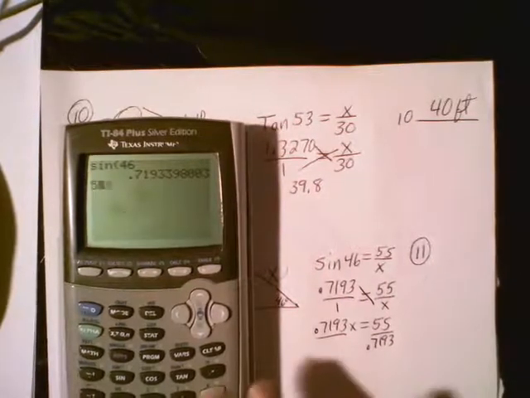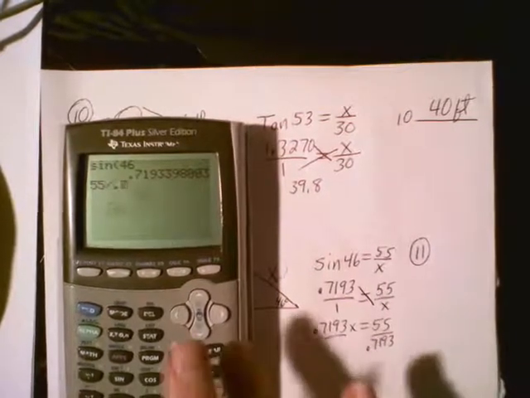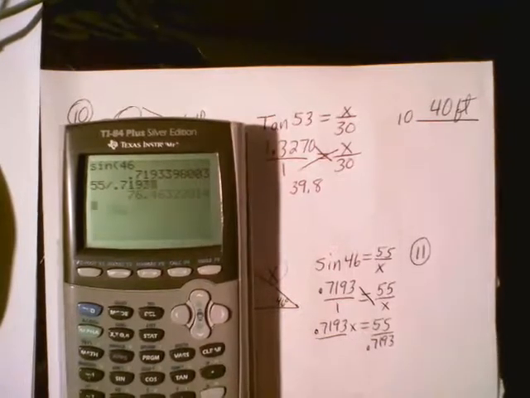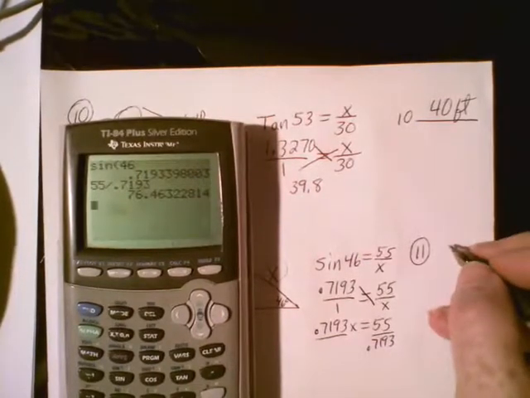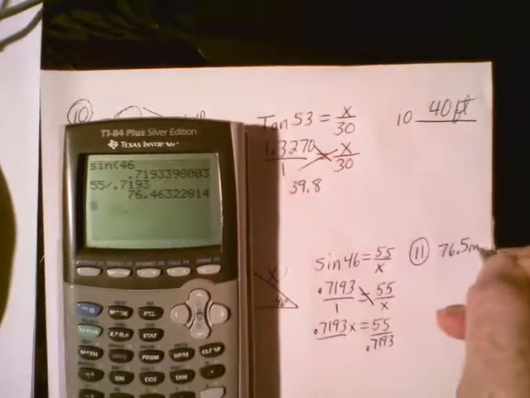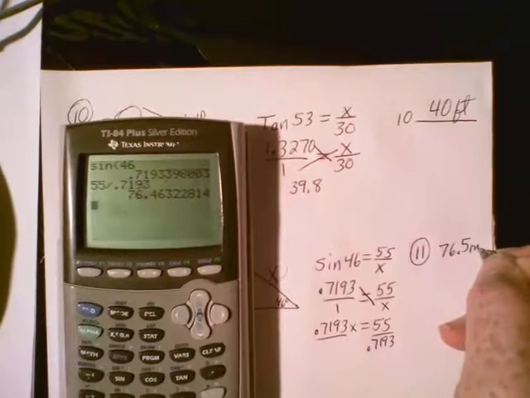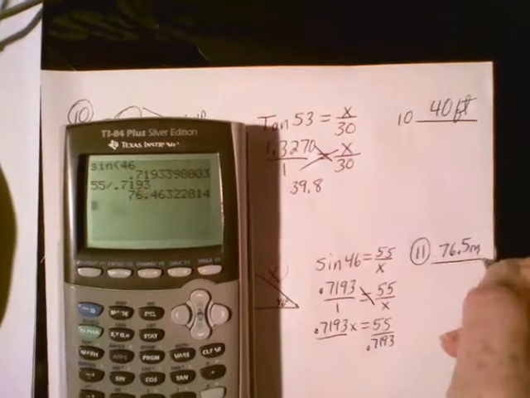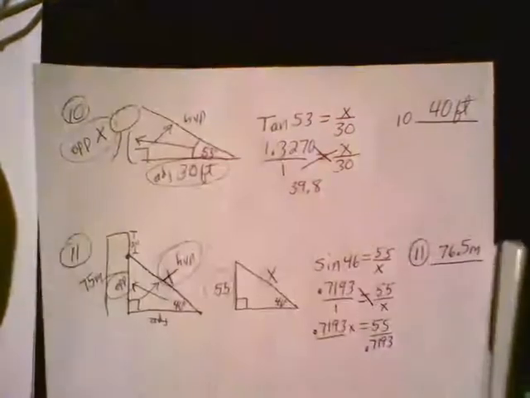So 55 divided by 0.7193, we end up with 76.5. So it has to be about 76.5 meters long, the guy wire does.